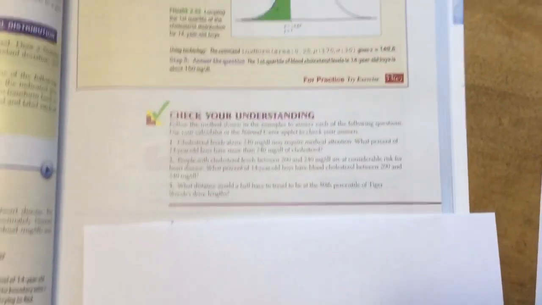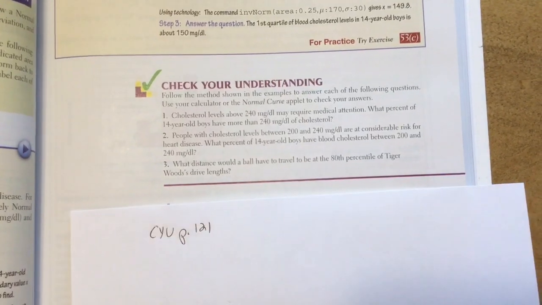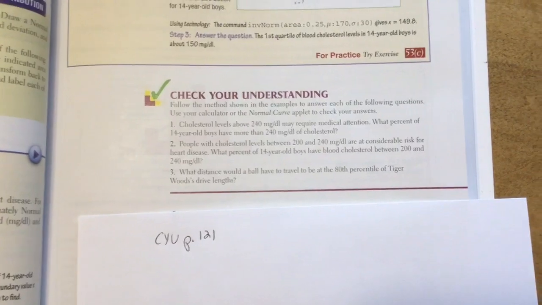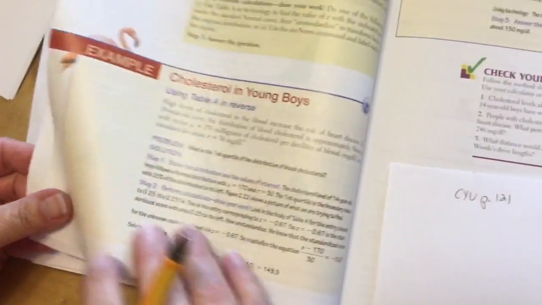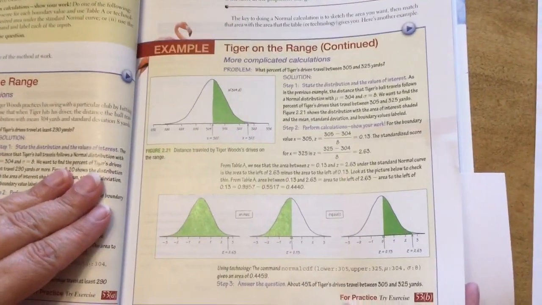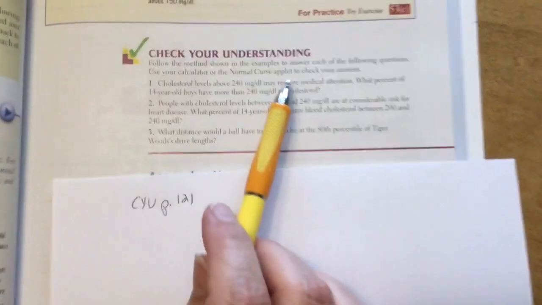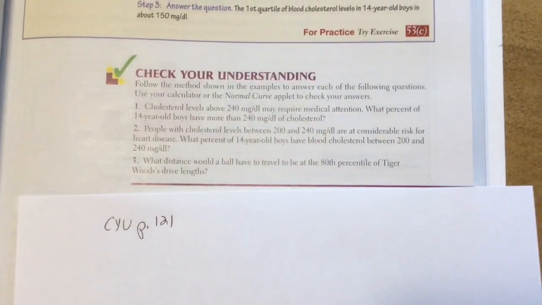Let's go over the last check your understanding for this chapter on page 121. We're going to use two examples, one talking about the cholesterol level of 14-year-old boys that was mentioned in the example on page 120, and then this one down here that talks about Tiger Woods' drive lengths, which is from the example on page 118 to 119. Follow the method shown in the examples to answer each of the following questions. We're going to use our calculator to check our answers.